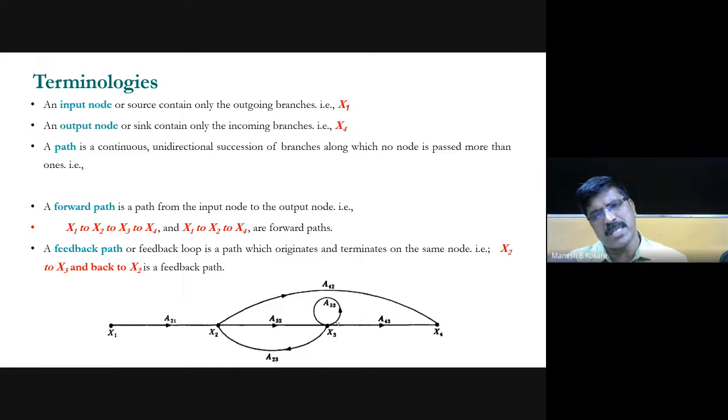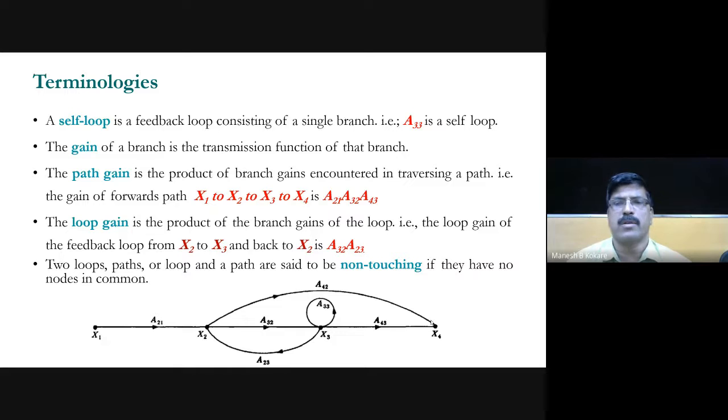And self loop means it will start from that node and terminate at the same node, but without touching any other node, right? So this is called the self loop. Now see that here one forward path is this one, x1 to x2 to x4. Another forward path is this one, x1 to x2, x2 to x3, x3 to x4. So this is the entire forward path, and then this is one more forward path, and then this is the loop.